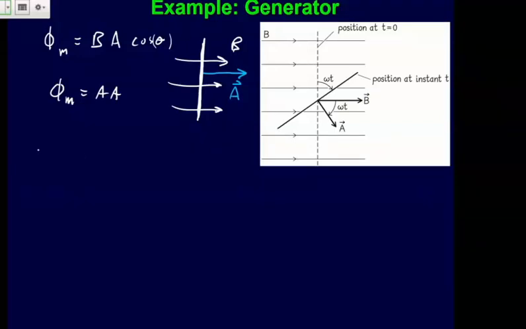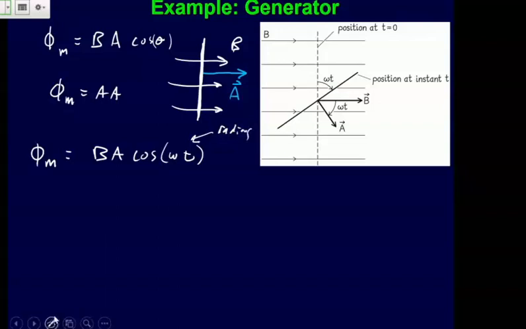So what we're going to claim is that our flux can be written this way: BA cosine omega t. We talked a little bit about this omega and the t, and we'll talk about it again as we go on. If you look at this picture, this angle is changing, so what's in here is going to be an angle, measured in radians. As this thing moves from the point we looked at, it moves some angle, and that angle is going to be omega times time. Omega is in units of radians per second, time is in seconds, and so this turns out to be radians.